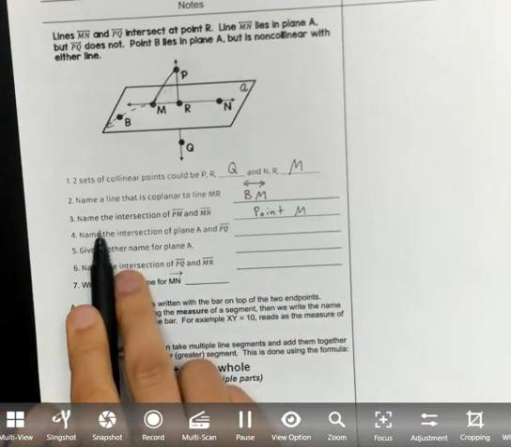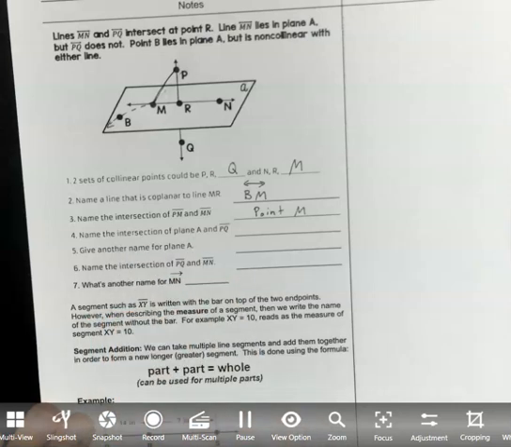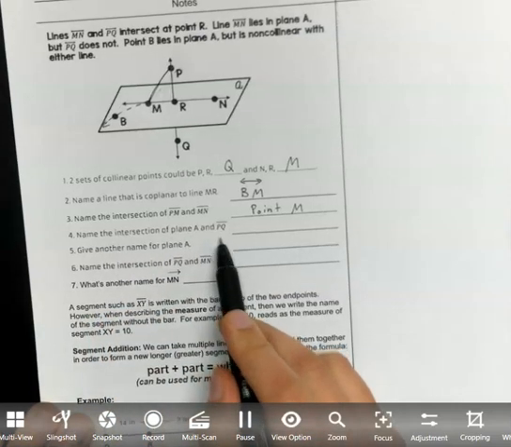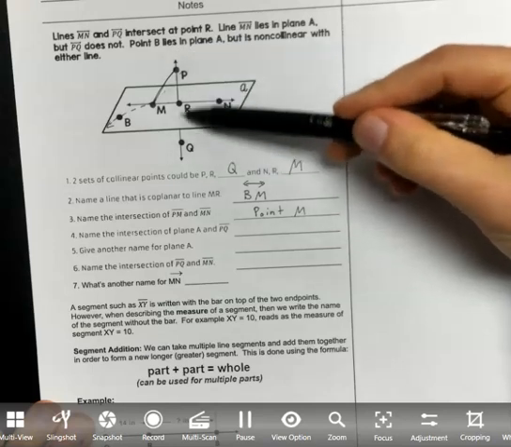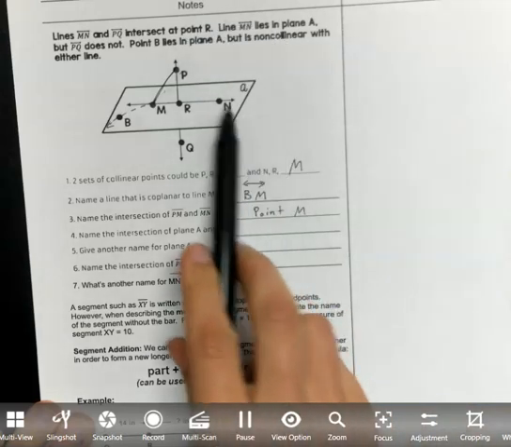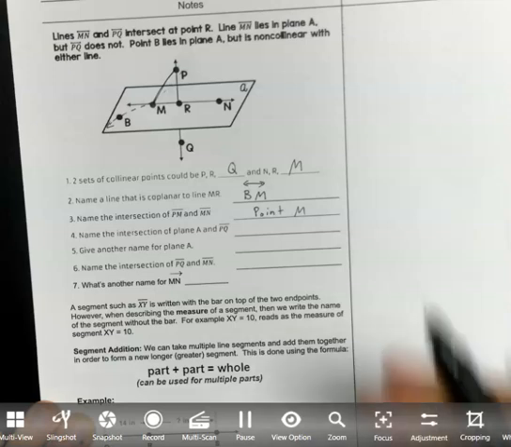Okay. Name the intersection of plane A and PQ. Well, let's see. PQ is right here, and the plane's right here. They meet at point R.